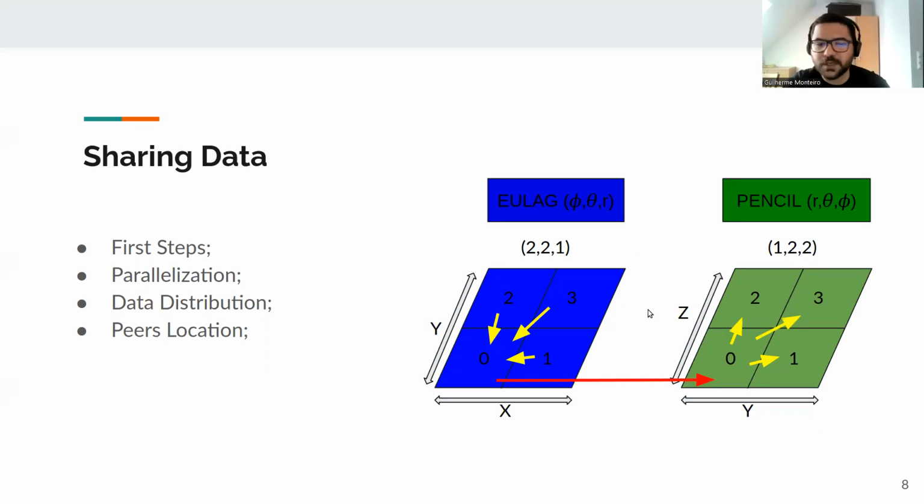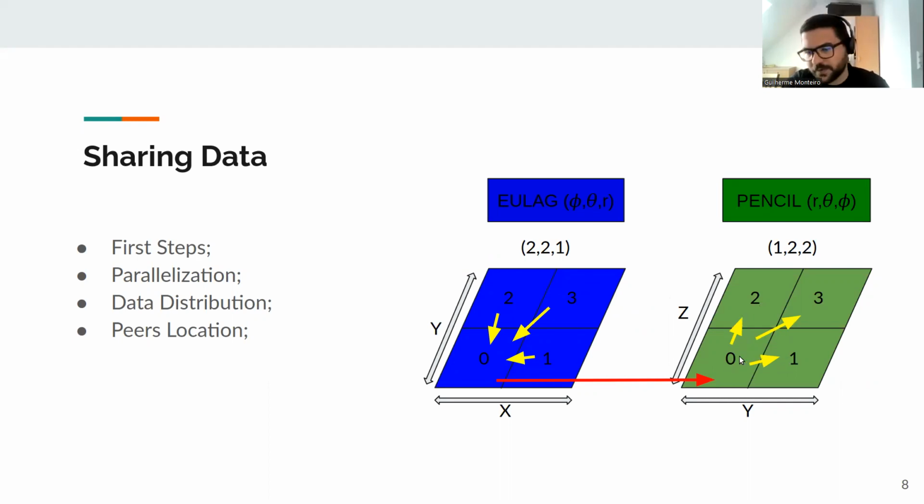We have two options. The easiest option to share the data is to take the data from all the local processors into the root, and then share the data root to root, and then inside the Pencil code we would distribute this data.